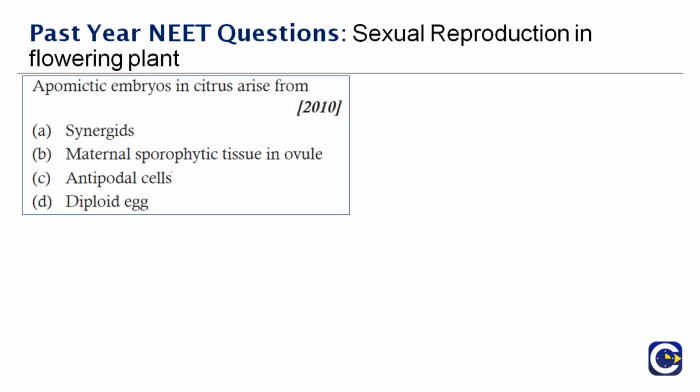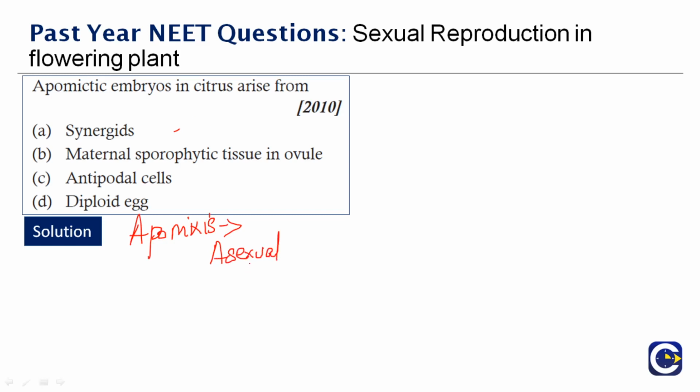Apomictic embryos in citrus arise from dash. So as we all know, apomixis is an asexual type of reproduction. So what is this apomixis? Apomixis is actually an asexual type of reproduction in which plant embryos grow from egg cells without being fertilized by the pollen, which is the male part of the plant.